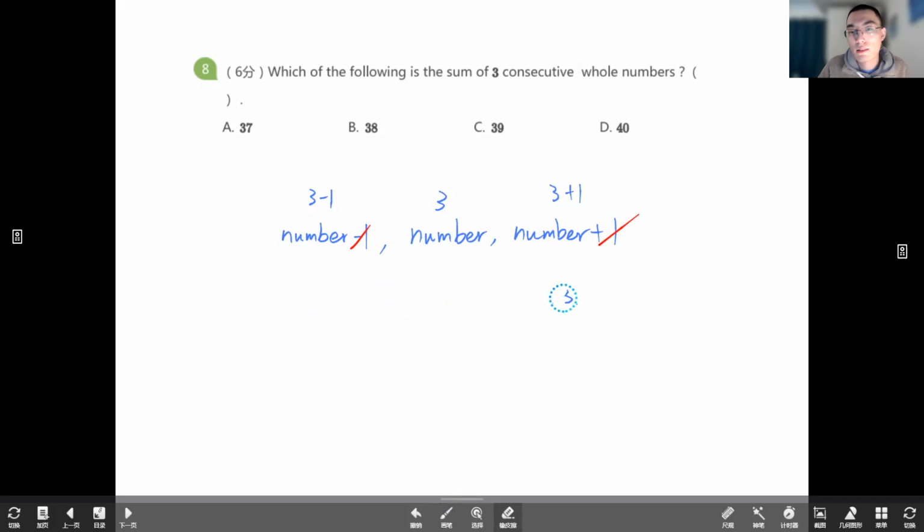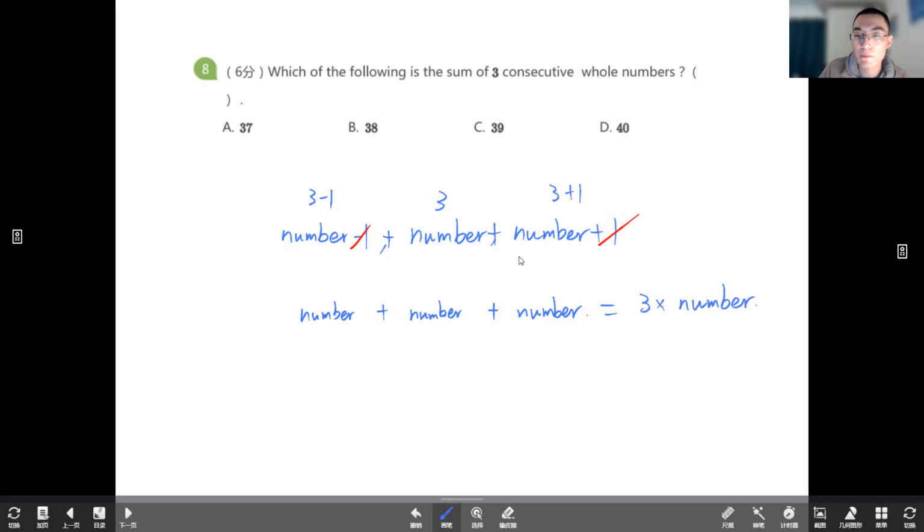So that means the sum of the 3 consecutive numbers we can write as number minus 1 plus number plus number plus 1, and that will be number plus number plus number. So we have 3 identical numbers adding up, and because you have learned multiplication already, that is equivalent to 3 times the number. So that means this is the sum. The 3 times number is the sum.